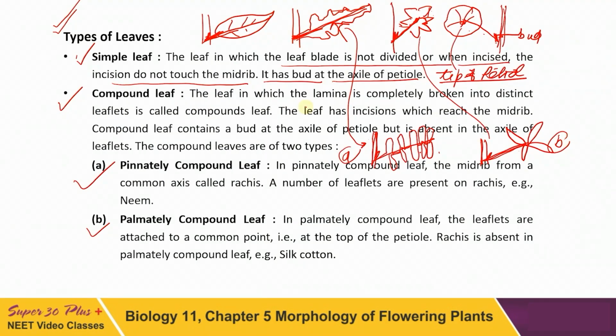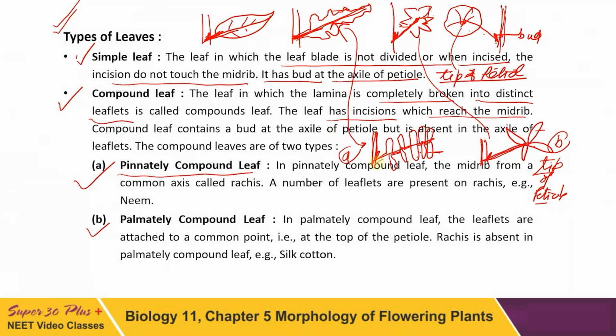Come on now. The leaf in which the leaf lamina is completely broken or divided into distinct leaflets, these structures are known as leaflets now. These are leaflets. And that is known as a compound leaf. The leaf has incisions which reach the midrib, or that we can add here, reach the tip of the petiole. This is an important addition. So two types of leaves we have. Can you summarize it?